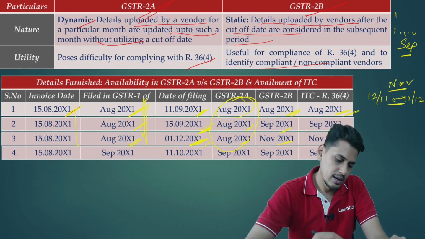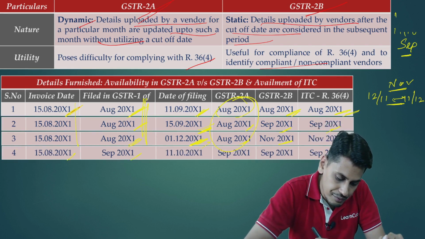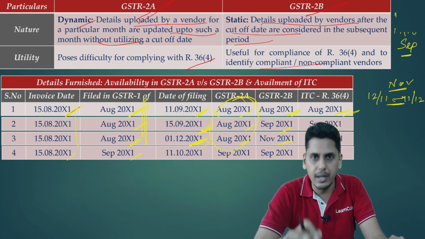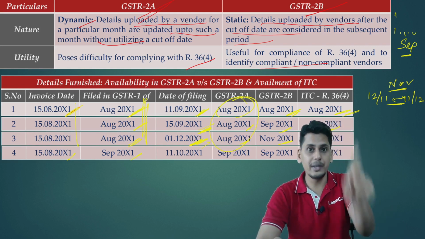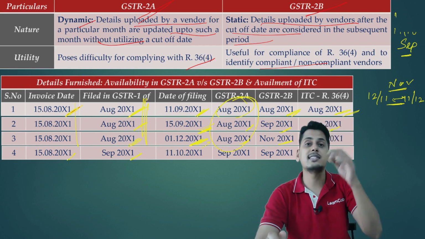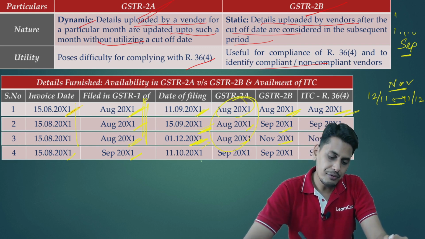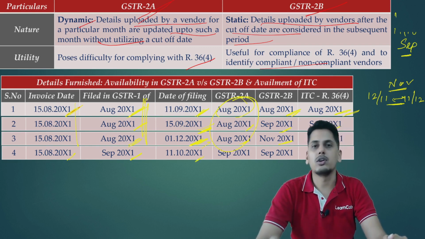Next case, invoice dated 15th of August. But now, this is filed in GSTR 1 of September. This invoice was omitted in GSTR 1 of August. It is now being included in GSTR 1 of September. Date of filing is 11th of October.